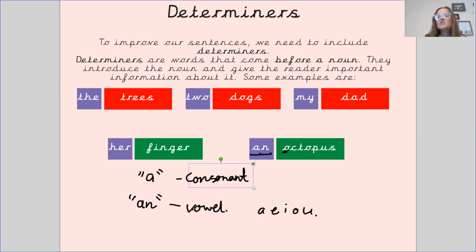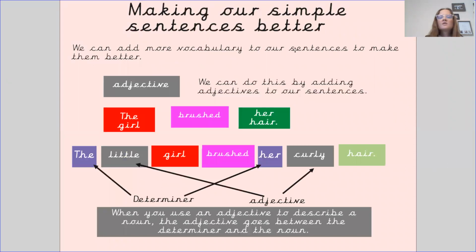So we need to make sure that we have included determiners in our sentences, and those obviously come before a noun. So now we can use determiners to make our simple sentences better. Our sentence already has a subject, a verb, and an object. And now we're going to expand the sentence by including determiners and adjectives. And adjectives obviously are used to describe nouns, and they usually go between the determiner and the noun.